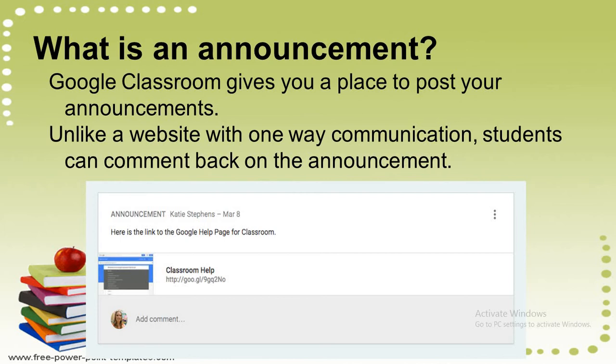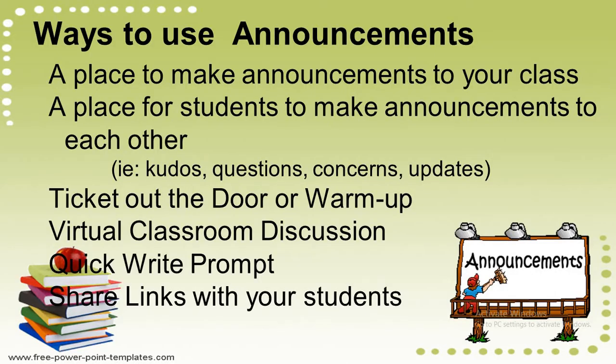as your students. So Google Classroom gives a place to post your announcements. Unlike a website with one-way communication, here you can get the feedback. So students can also give their feedback about the announcement. Ways to use announcement: announcement is a place to make announcements to your class, and the children can also comment on these announcements.